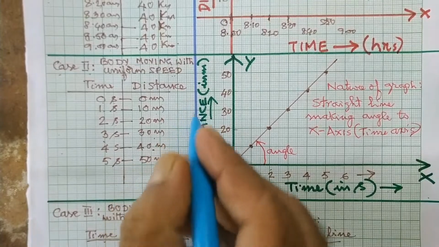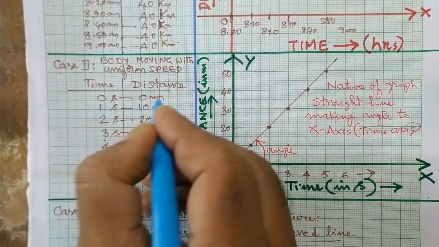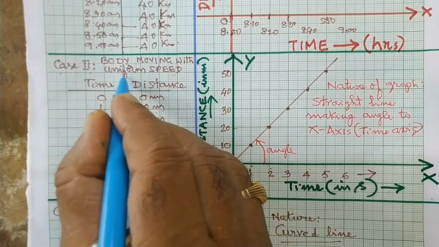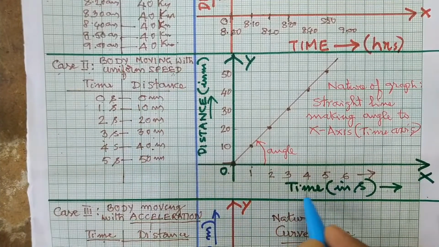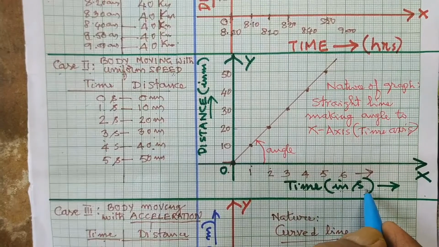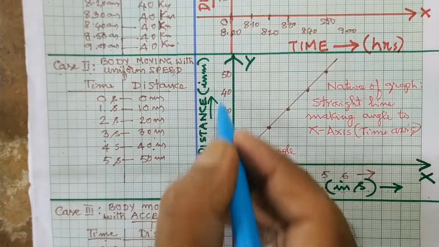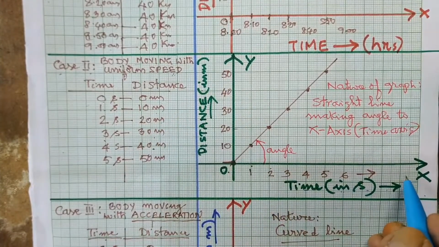If you observe carefully, you will find that for equal intervals of the time, it is covering the equal distance. Means that it is having a uniform speed. For that, we have drawn the graph. Time we are taking on the x-axis in seconds, because in the table I have given in seconds. Distance on the y-axis we are taking in meters, and we have drawn the graph.